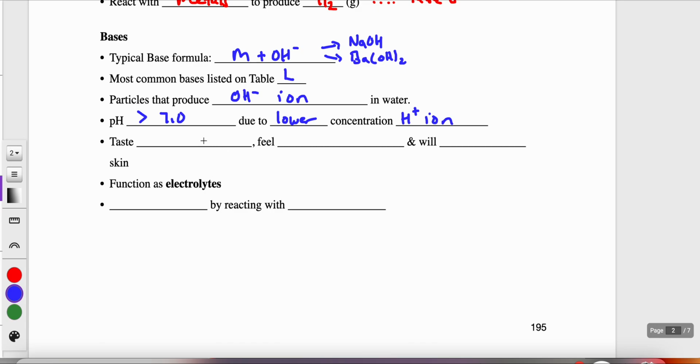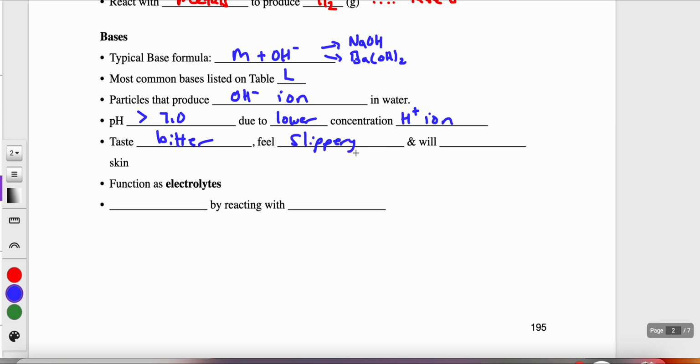Now, bases are not as common in foods. However, if there is a food safe source that has a pH of greater than 7, the taste is going to be bitter. And bitter is a different sensation on your tongue than sour or tart. Bases feel slippery.